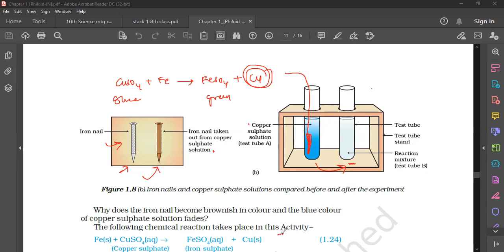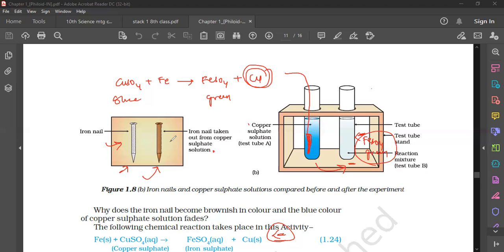This is a class 10th textbook itself. Sir, then where does that FeSO4 go? Is that a solution of FeSO4? Yes, that is the FeSO4 solution. That is green in color. And on the iron nail, the copper gets deposited. So based upon the reactivity series only, you can say whether the reaction is possible or not. Clear?